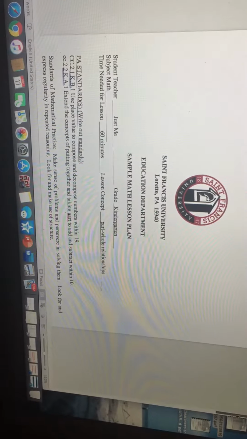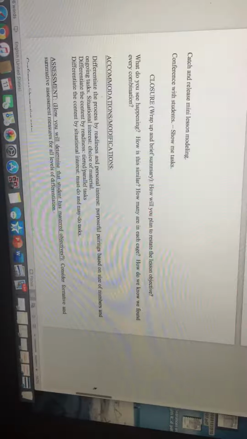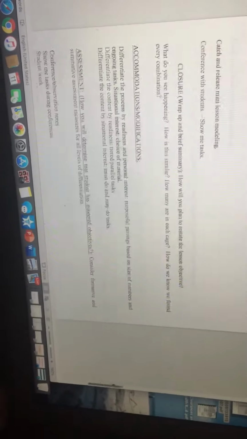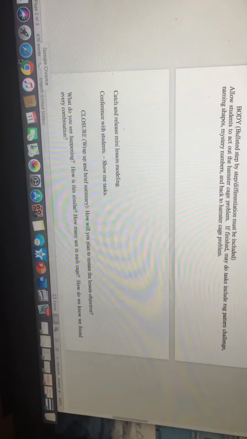So those are the things that I would change. Usually I like to do pictures, and the step-by-step process needs to be more detailed so that I know what I'm doing if I was to ever jump in for this lesson.